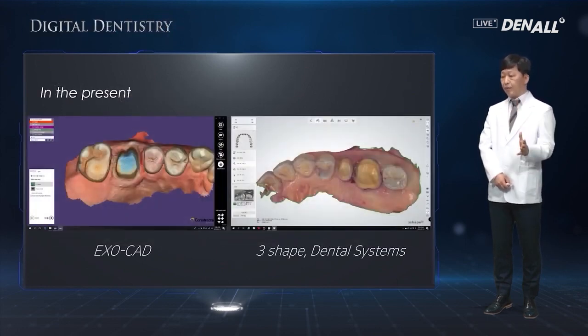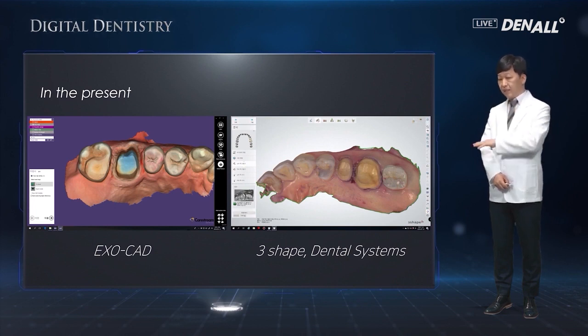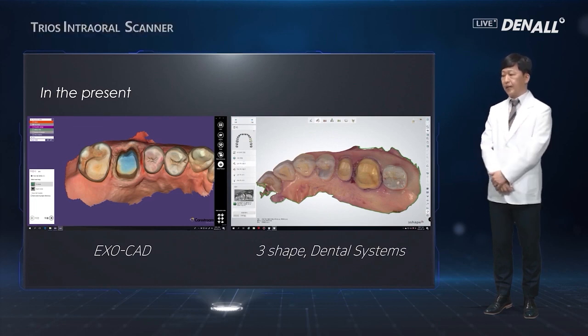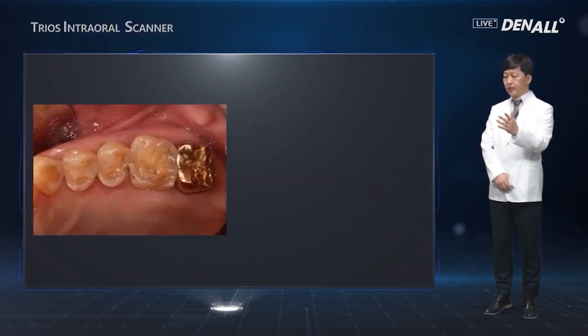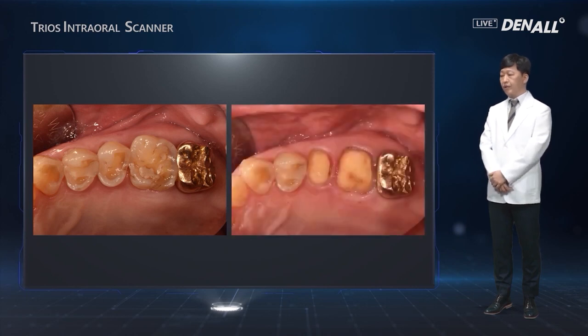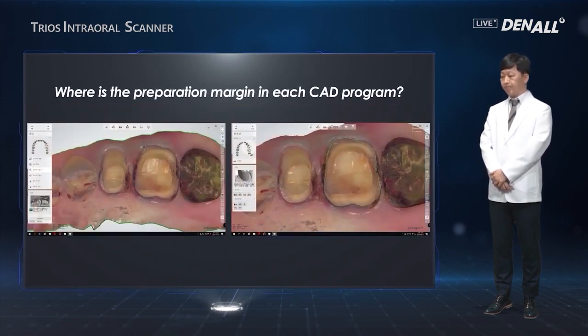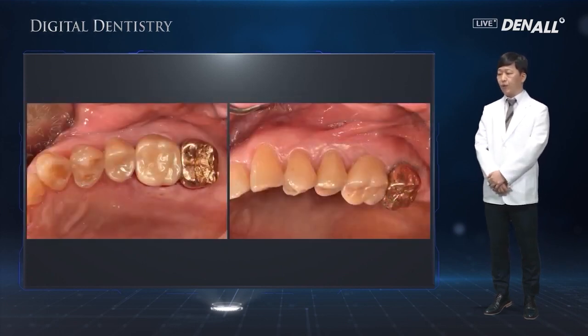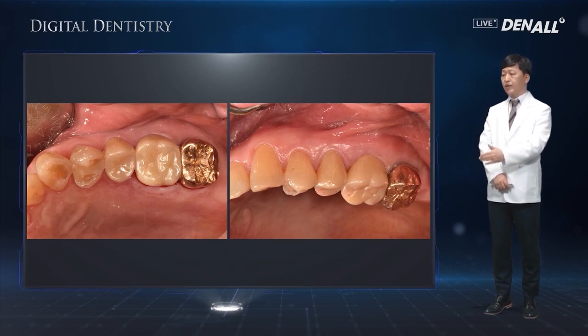However, exocad or dental system, whatever the design program may be, most of them support color images. So with the colors, margins can be distinguished. Image before preparation and prep is done. On the CAD design image, gingiva and teeth are distinguished with the different colors. Based on the colors, margin is designed and the final crown is completed.